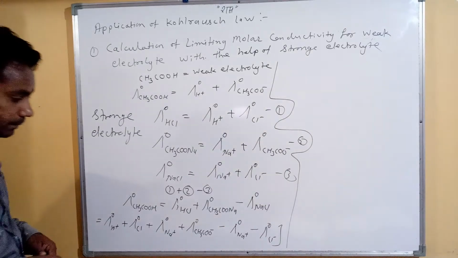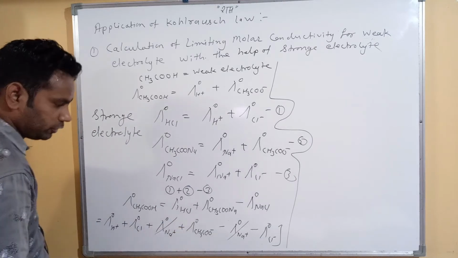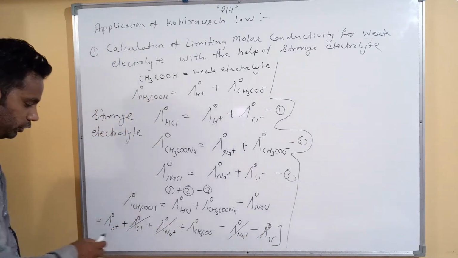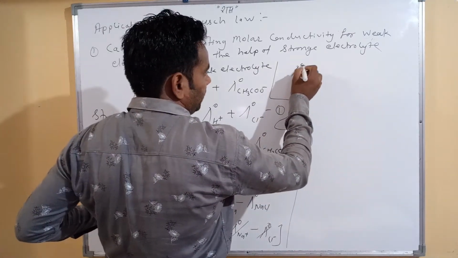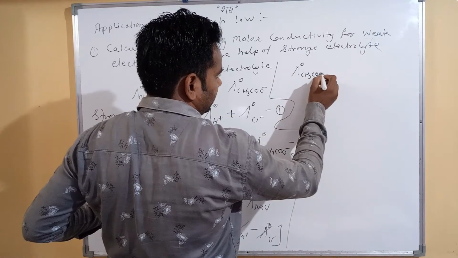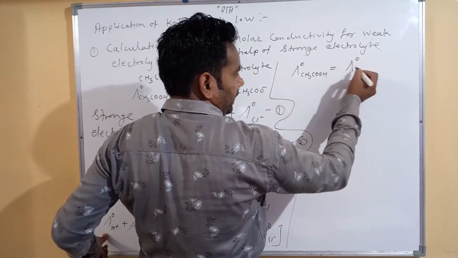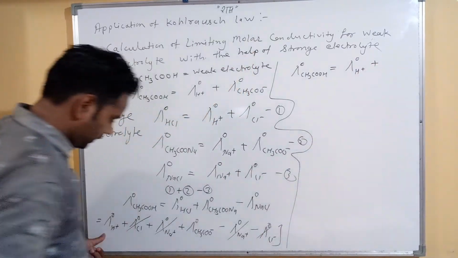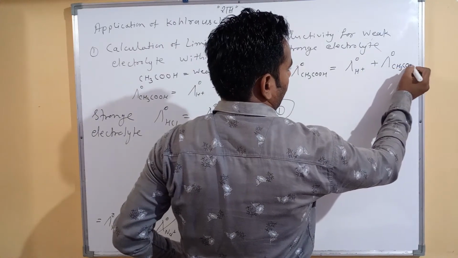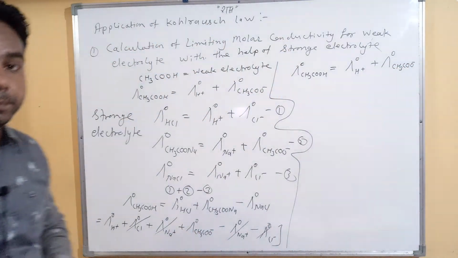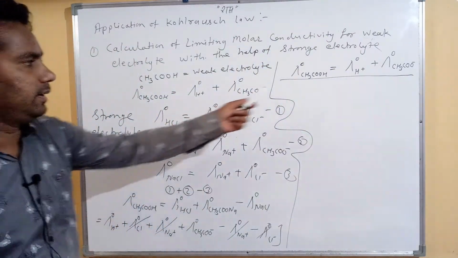Now I see here Na+ is minus and here positive, Cl- is minus and here positive, so they cancel. So the remaining is: the limiting molar conductivity of the weak electrolyte acetic acid is equal to the limiting molar conductivity of H+ ions and the limiting molar conductivity of CH3COO- ions. Okay, done. So you check it. Our answer is here.